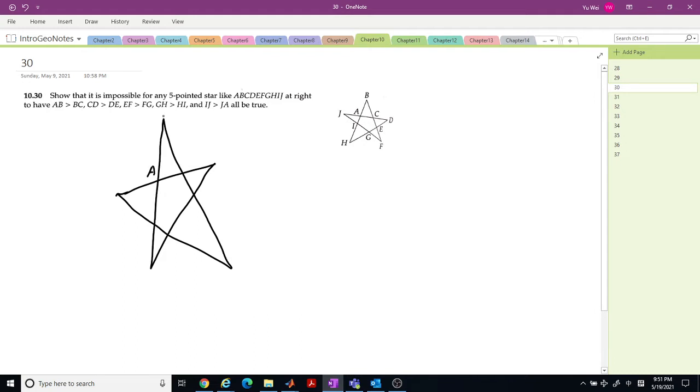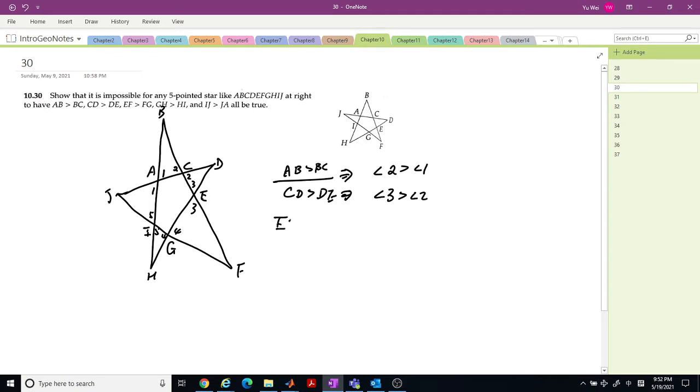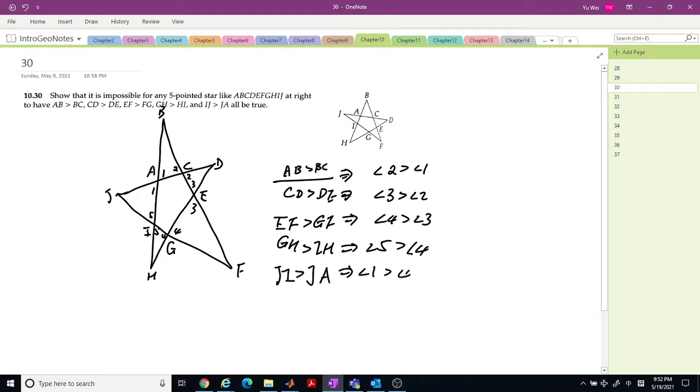So it is A, B, C, D, E, F, G, H, I, J. Let's mark the angles 1, 2, 3, 4, and 5. From AB greater than BC, now we have angle 2 greater than angle 1, and from CD greater than DE, we have angle 3 greater than angle 2. Then EF greater than GF, so we have angle 4 greater than angle 3. Then GH greater than IH, we have angle 5 greater than angle 4. Then from JI greater than JA, we have angle 1 greater than angle 5.